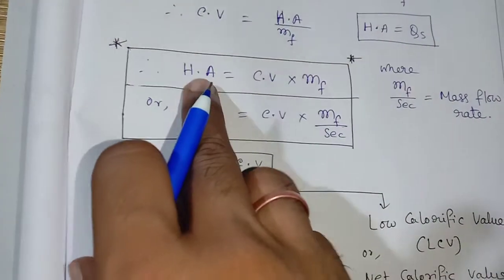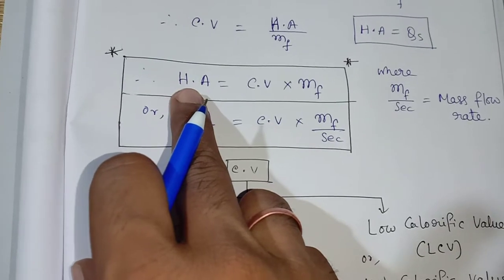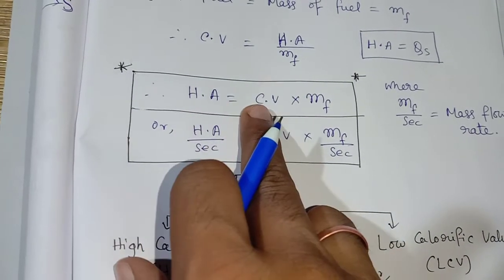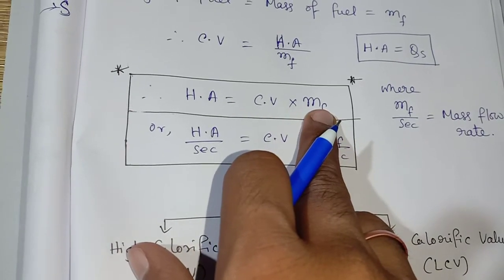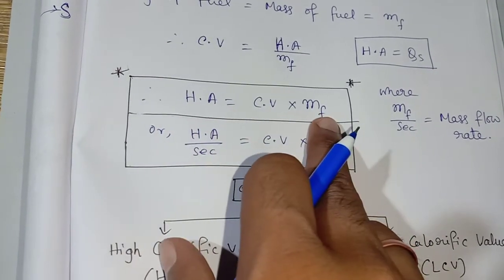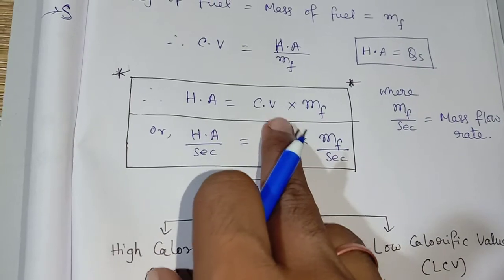Here this equation is very important. Heat supplied or heat addition is equal to CV, or calorific value, into mass of fuel. Just remember this formula and we have to apply it in further equations.